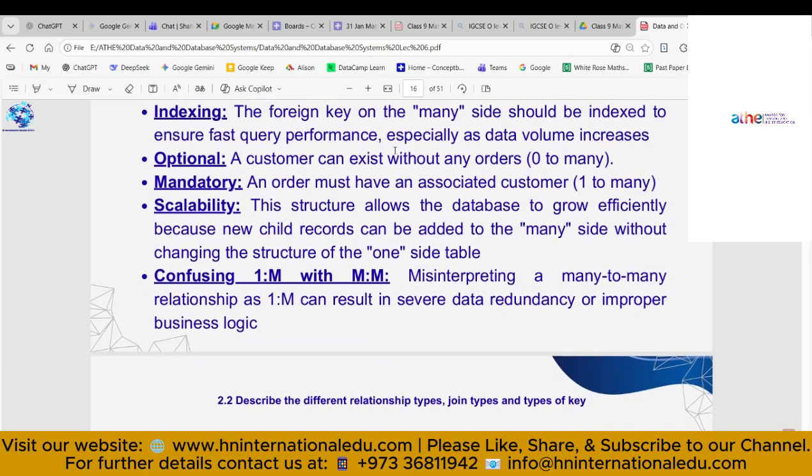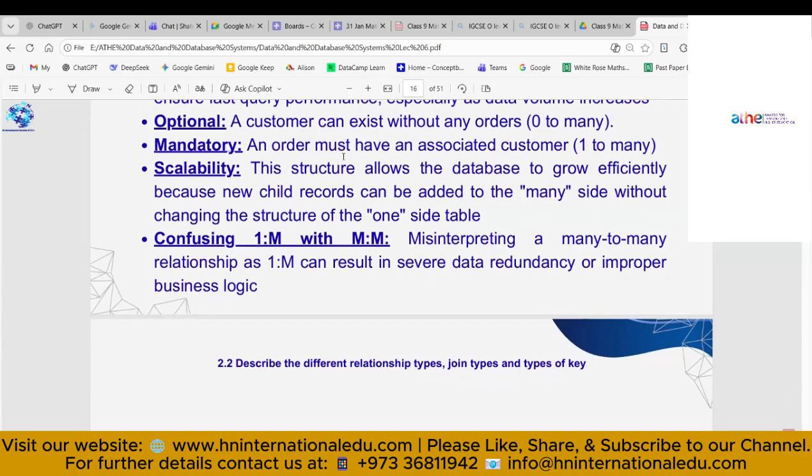And optional: a customer can exist without any orders. A customer can go to a restaurant or a cafe and might not order something. So it could be a zero-to-many relationship. And then mandatory. Mandatory means it is a must to have a one-to-many. So an order must have an associated customer. This is how it will work.